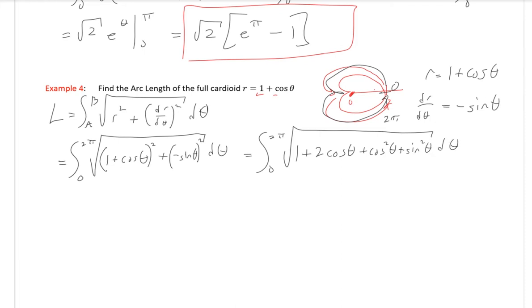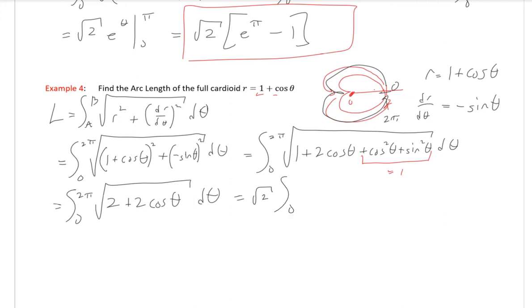We notice these last two pieces, cosine squared plus sine squared, equals 1. So this overall is the integral from 0 to 2 pi of 1 plus 1 is 2, plus 2 cosine theta d theta. Or if I pull out that 2, root 2 times the integral from 0 to 2 pi of 1 plus cosine theta d theta.